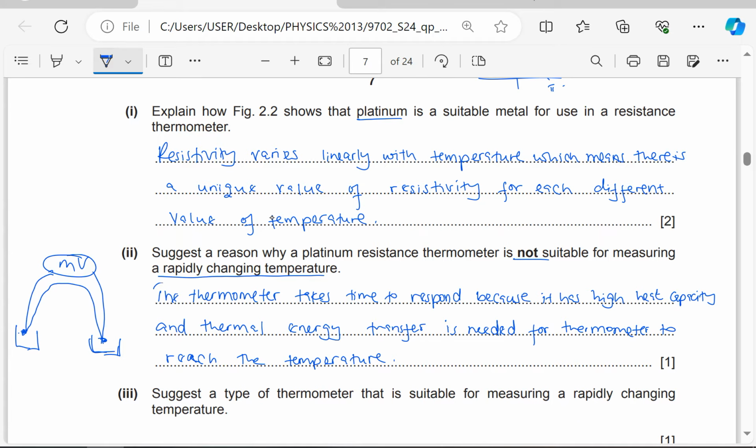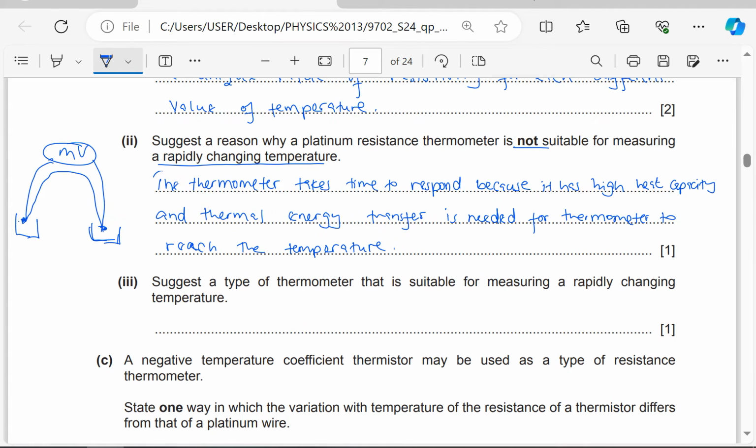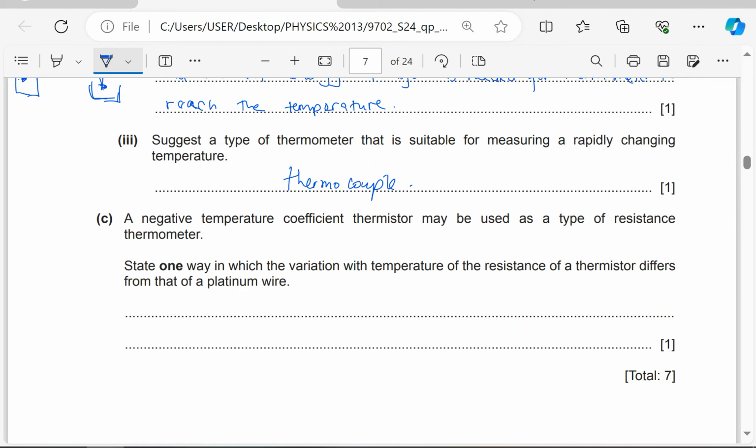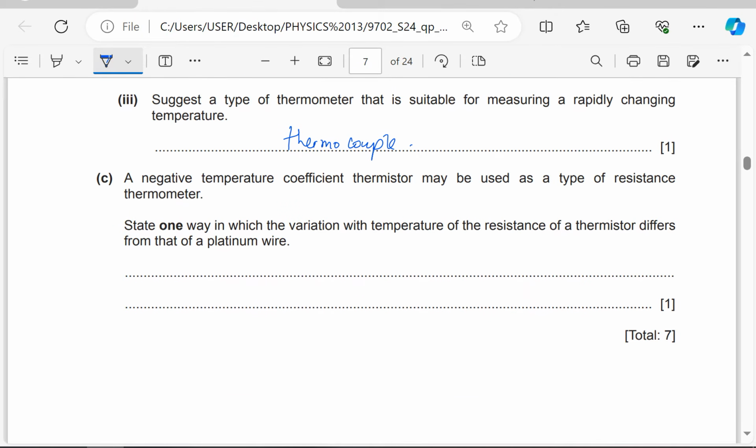But this one, thermal energy must travel through a gas and then it reaches the platinum wire or the platinum strip for there to be a temperature to be detected, or for the thermometer to reach a certain temperature. Suggest a type of thermometer that is suitable for measuring a rapidly changing temperature, and I've already mentioned this to be a thermocouple. It's rare to bring these questions about thermometers. I know many teachers may not have taught this.